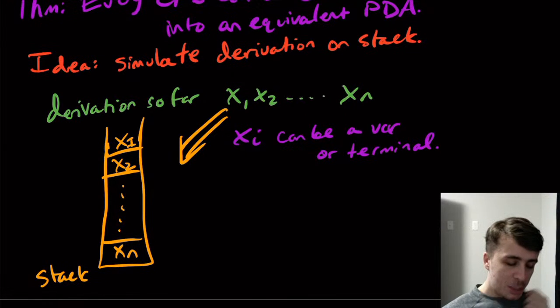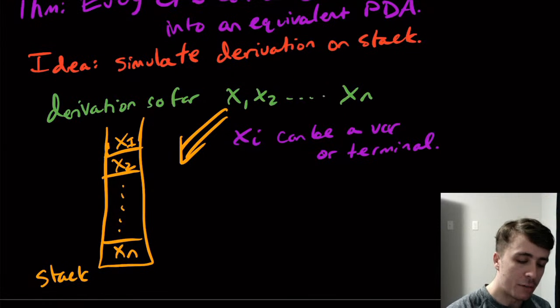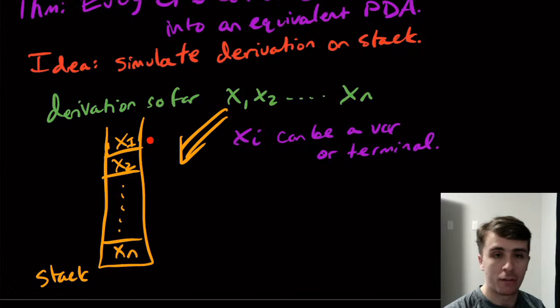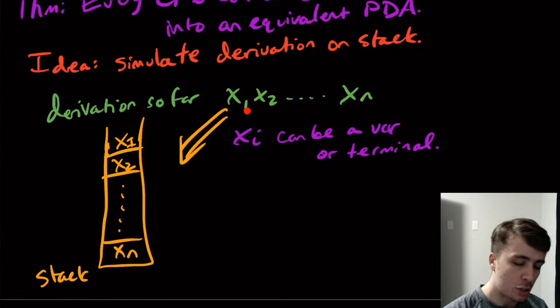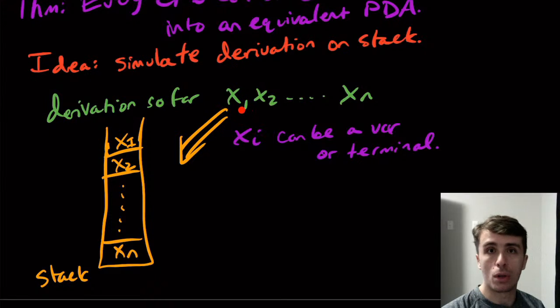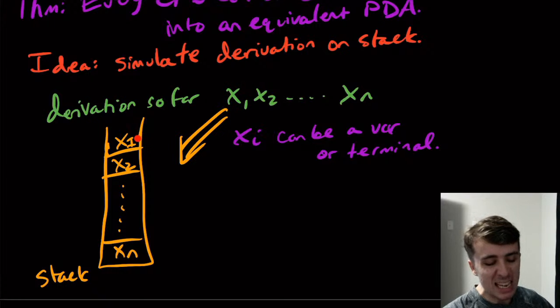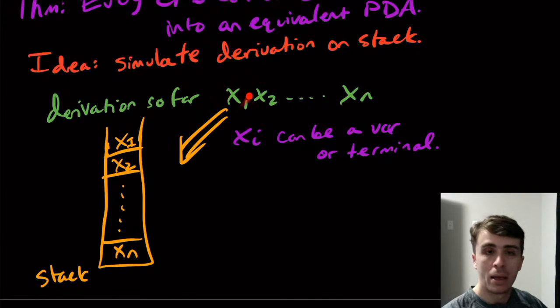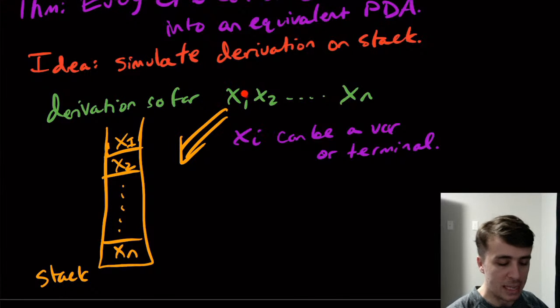Why does this make sense? Because the derivation is read from left to right, and the stack works from top to bottom. That's how we access things in the stack. So if x1 is a variable and I want to apply a rule, that's really easy because I can pop off this x1 and replace it on the stack with the contents of what the rule is. We'll have to deal with that in a second, though.